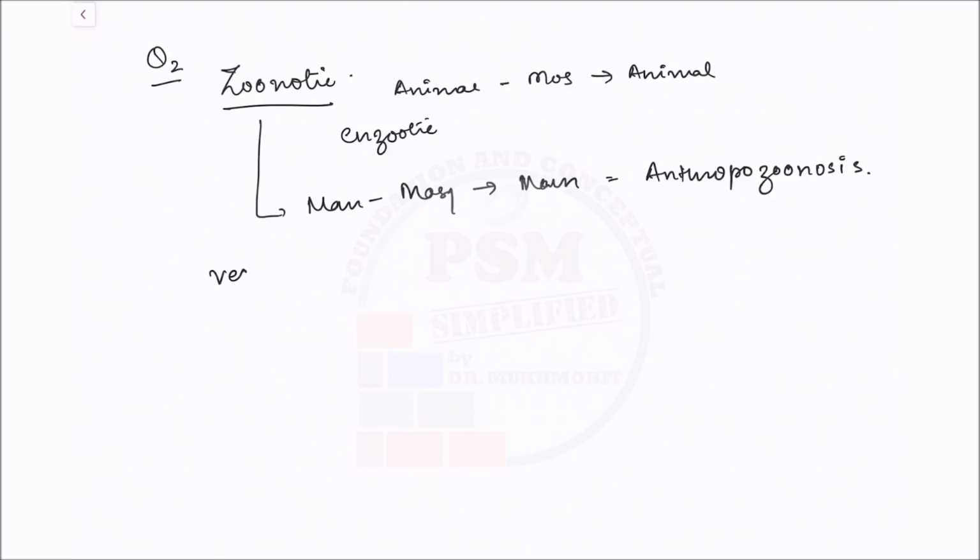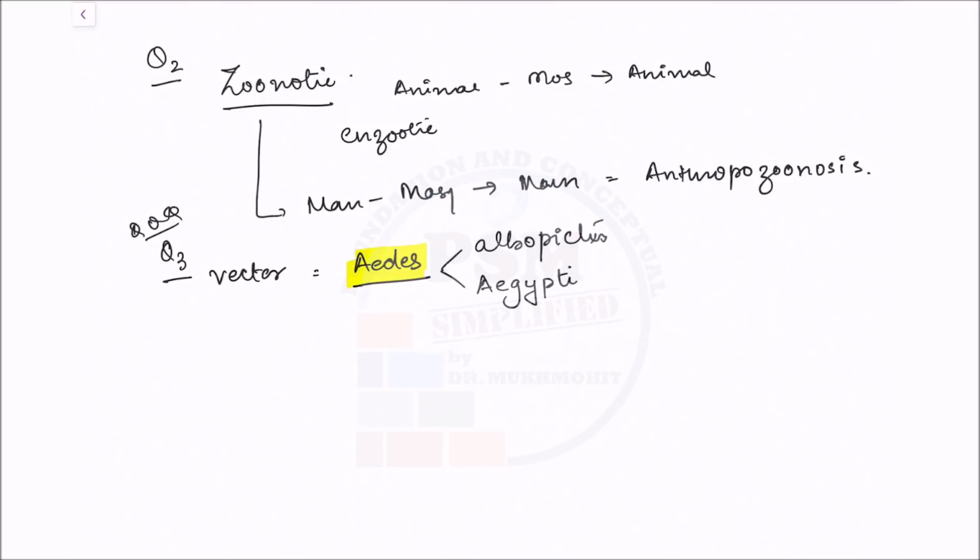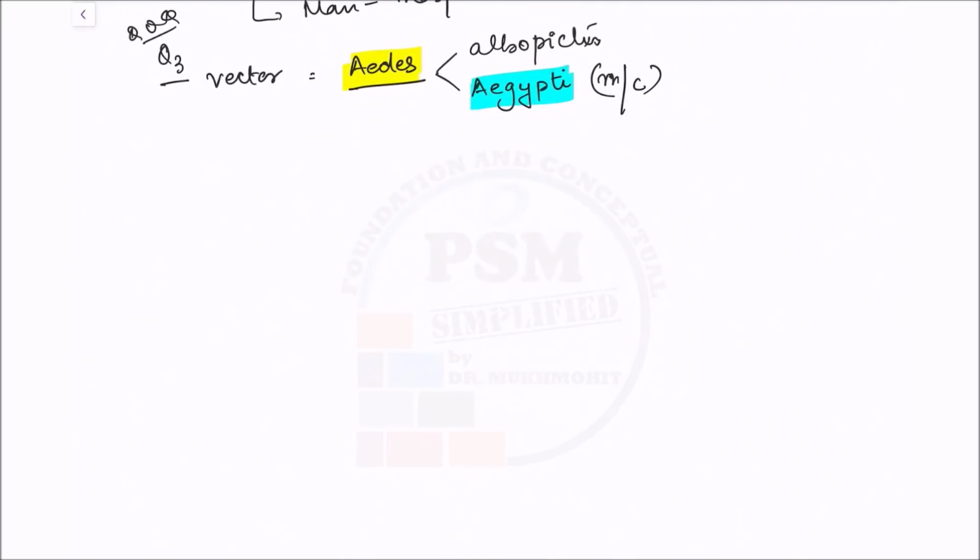The main vector, next point, question number 3, that's one of the most important questions. The main vector for transmission of Zika disease is the Aedes mosquito. Please remember, it is the Aedes mosquito, Aedes albopictus and Aedes aegypti. Aedes aegypti is the most common cause for transmission of Zika disease. Next question, question 4.